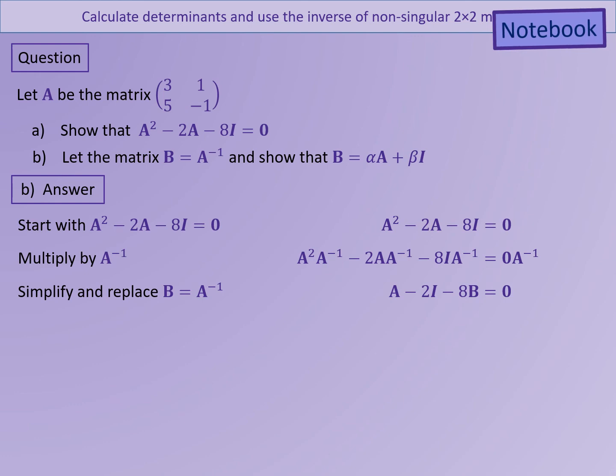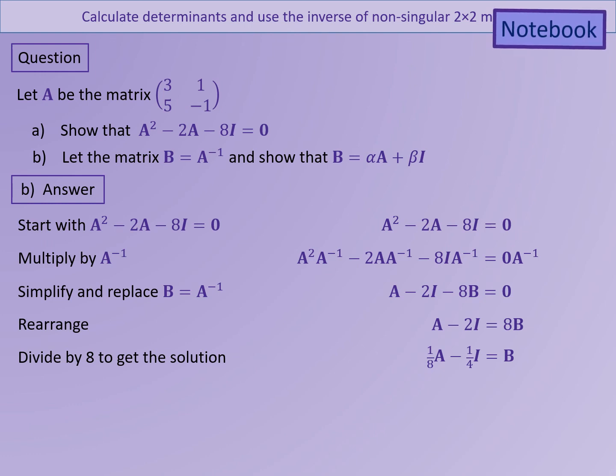We're now going to rearrange that because we're being asked to find B. So if we start by adding 8B onto the other side, we can then divide everything by the scalar 8, leaving us with an eighth A minus a quarter I equals B. So we've actually found the values of alpha and beta from the question. We can see that alpha is an eighth and beta is minus a quarter.